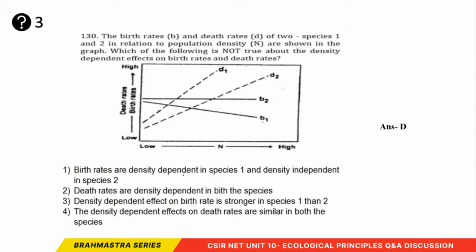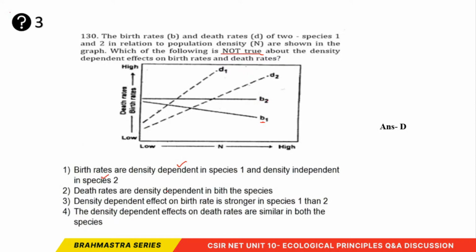This is true. And mind it, they have asked for not true. Okay, be careful. They have asked for not true. So this statement is true. And density independent species, this is true. Because see here, the graph is going down. As the species population is increasing, the graph is going down. B1 is reducing. What about B2? It is stable. So birth rate is stable in species 2.